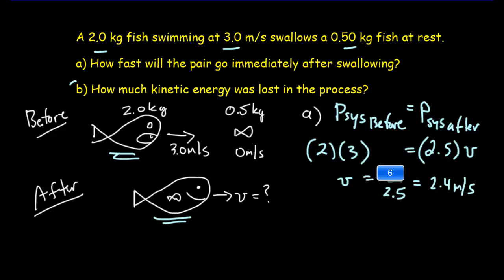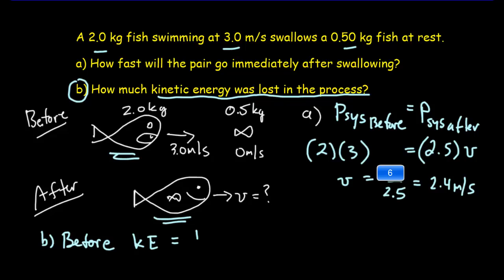Okay, now when we move on to part B here, how much kinetic energy was lost in the process? Well, let's see how much kinetic energy was there originally and how much kinetic energy there was after the collision. So originally, let's do the before. It's going to equal 1/2 the mass of the big fish, which is 2, times the big fish's speed, which is 3, all squared, plus the other guy's not moving. He's got no kinetic energy, so we get a grand total there of 9.0 joules.